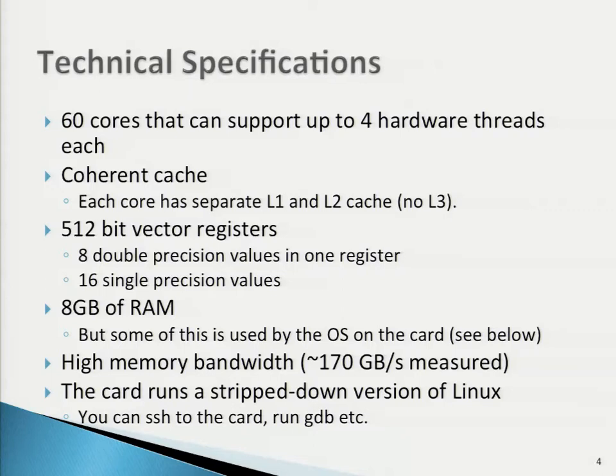And it has a very high memory bandwidth, about 170 gigabytes a second measured. That's running the stream benchmark, we get 170 gigabytes a second. If we run the same stream benchmark on a Sandy Bridge socket, we get about 35 gigabytes a second. So you can see that it's got very high memory bandwidth and these wide vector registers. So it's designed for these sorts of tasks where you want to load in large amounts of information and process it sequentially using vector registers.